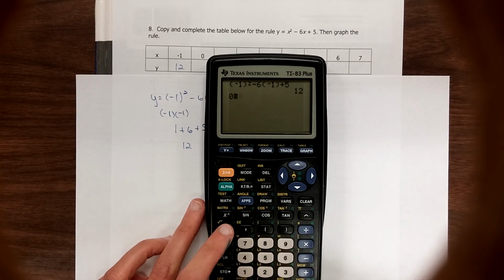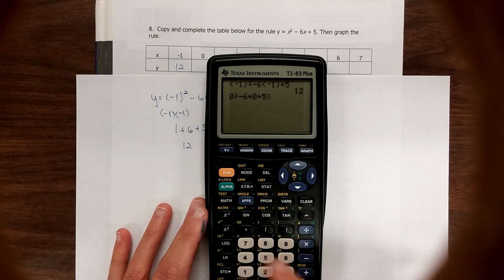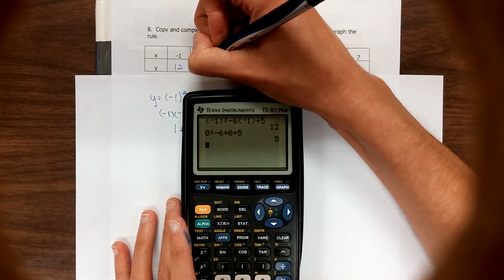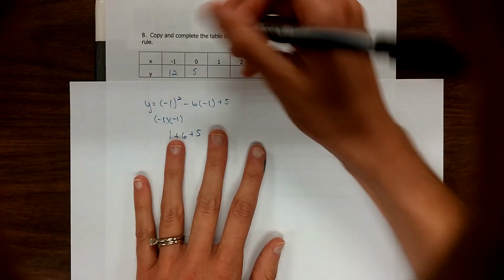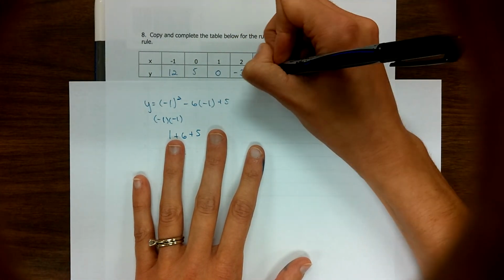Like next I could do 0 squared, -6 times 0 plus 5, making each x 0. I get 5. And I'm just going to go ahead and fill these in so you don't have to watch me work each one out. So the other ones that you should get are these.